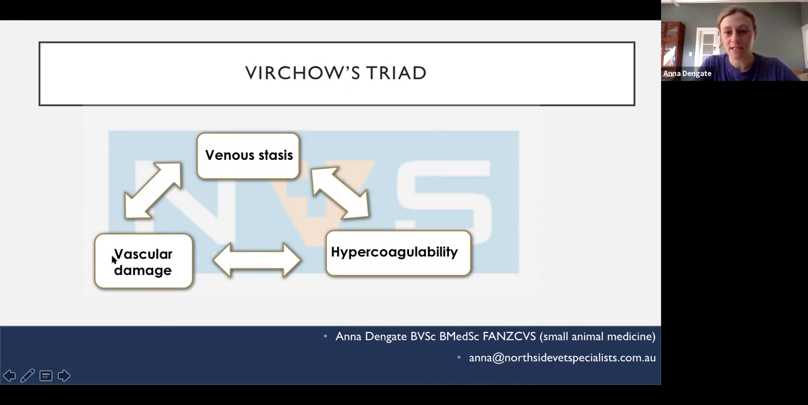And we know about vascular damage. We know how that activates coagulation. Stasis activates platelets and predisposes to clot formation. And hypercoagulability is this component here, which is an absolute rabbit warren. So that's what we're going to focus on with this question. Describe the mechanisms of hypercoagulability and how different conditions might predispose to clot formation.